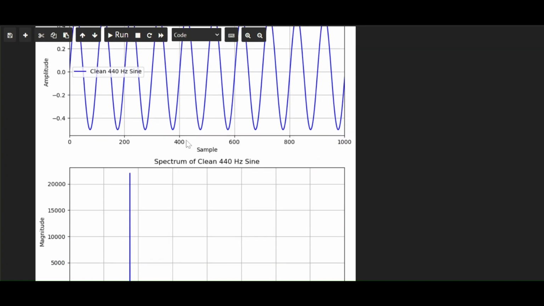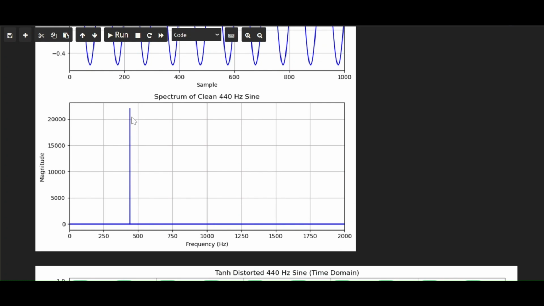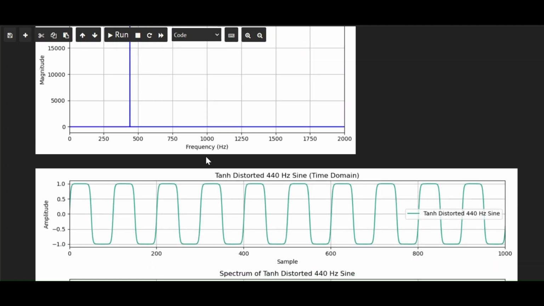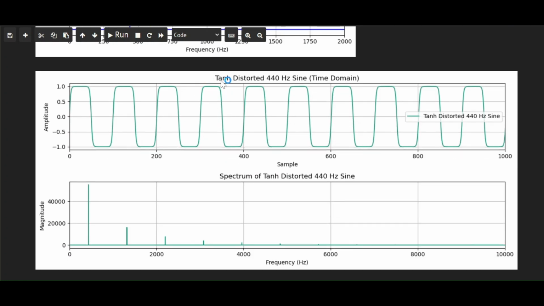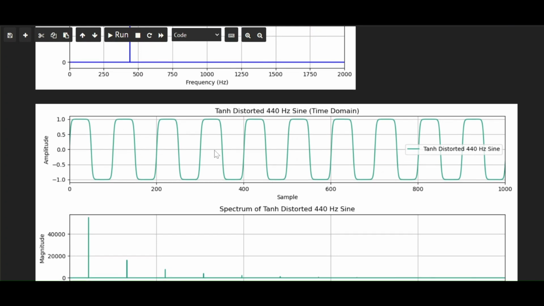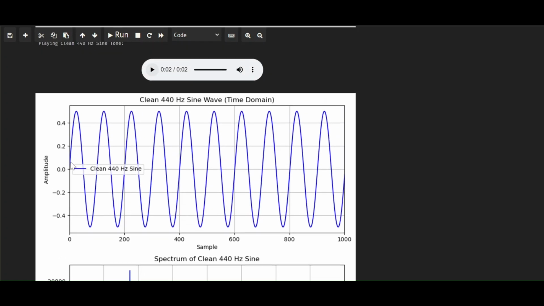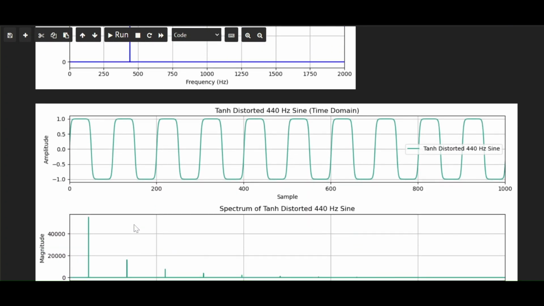Very clean. It just has one single component. This is a spectrum, so it's one line spectra at 440 hertz. So this is a clean signal, and now this clean signal is going to get passed through a hyperbolic tan. So you see what happened here. These are very smoothly transitioning peaks and troughs. What happened by passing the signal through hyperbolic tan is that a soft clipping has started to happen.